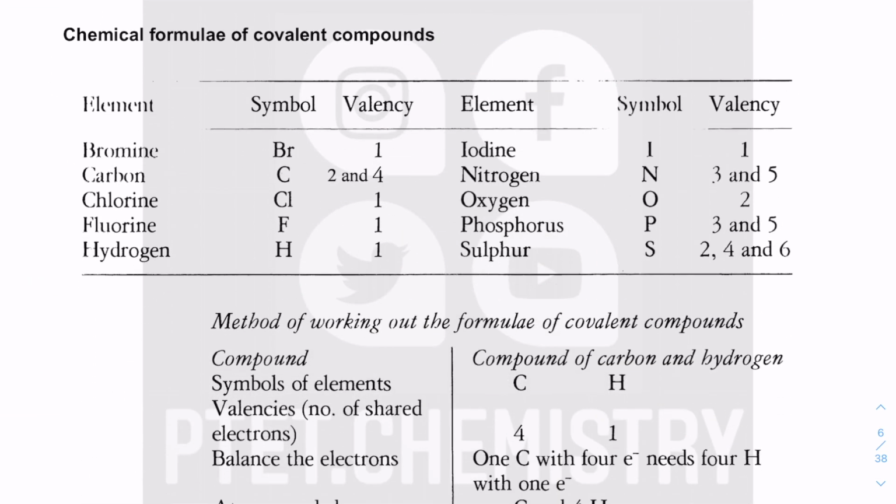So there are chemical formulas of simple covalent compounds here. So they say these are the symbols of these elements, and you should know that bromine exists as Br2. Same thing with chlorine as Cl2. Same thing with fluorine, which will be F2. Iodine will be I2. Nitrogen is N2. Oxygen is O2. Hydrogen is H2.